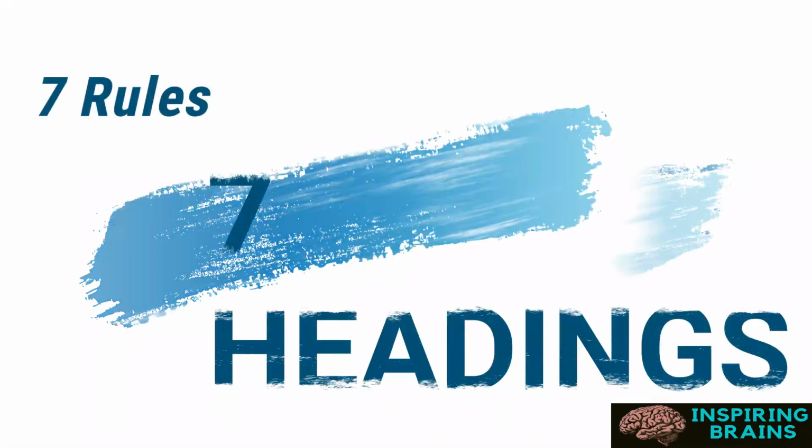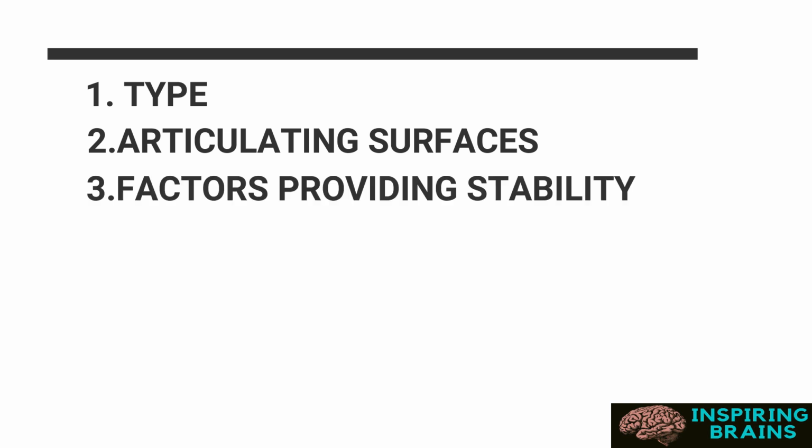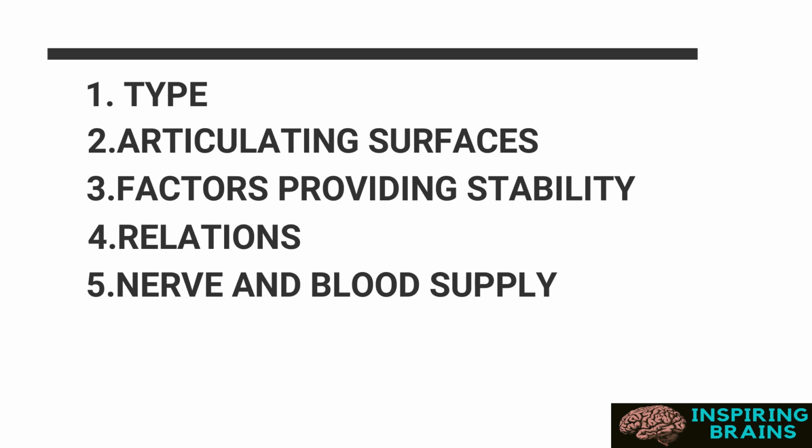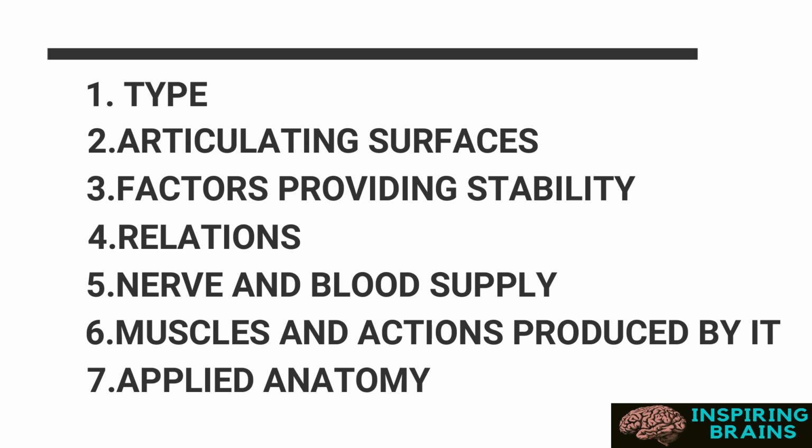Once you're done with the compartments, go with the joints. For joints, follow the 7 rule, 7 headings. First, type. Second, articulating features, which means articulating bones. Third, factors which provide stability: bursae, ligaments, anything. Fourth, relations. Fifth, nerve supply and blood supply. Sixth, muscles and the action produced by them. And seventh, applied anatomy.